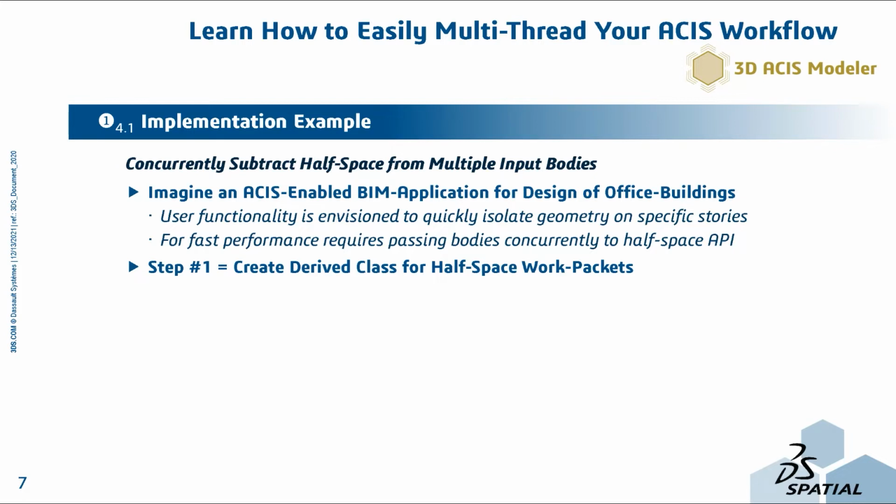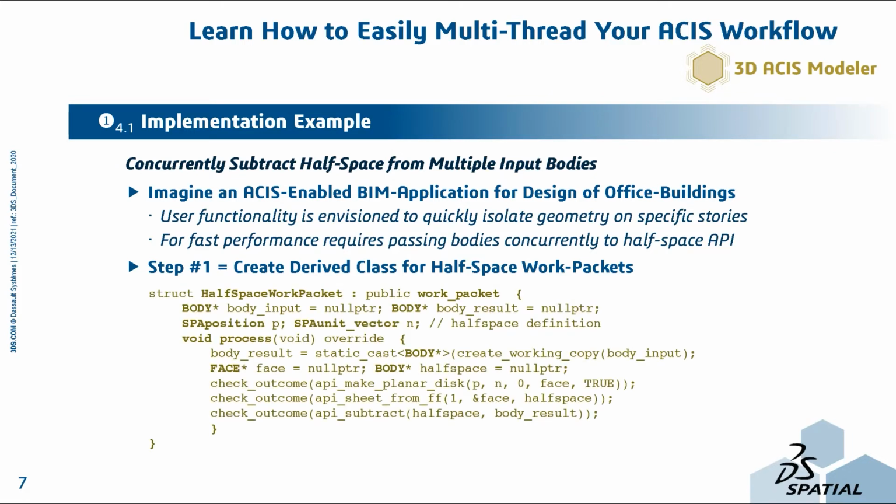Subtraction proceeds body by body, perfect for a multi-threaded process. The first step in the multi-threading process for this example is the derivation of a new class, named half-space work packet, from the base class work packet. The implementation includes the definition of data members, body input, and body result, as well as data members for both the position and normal of the half-space plane.